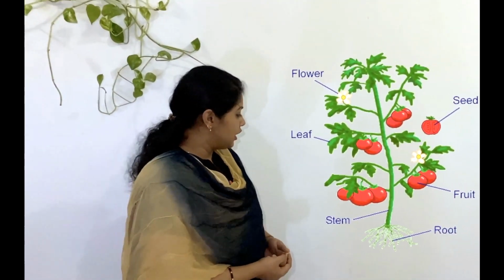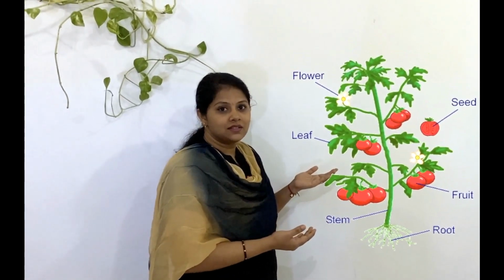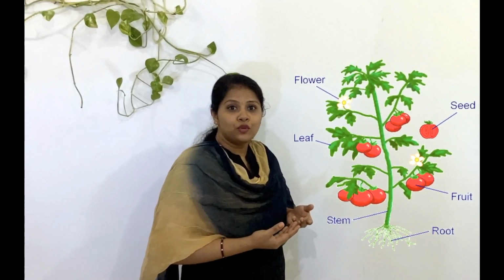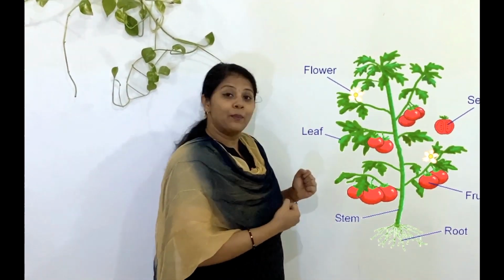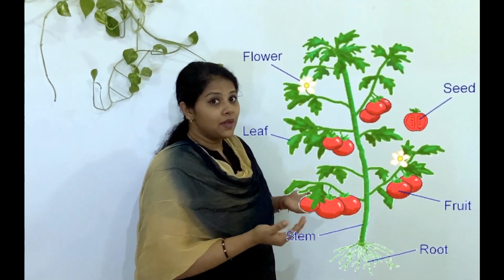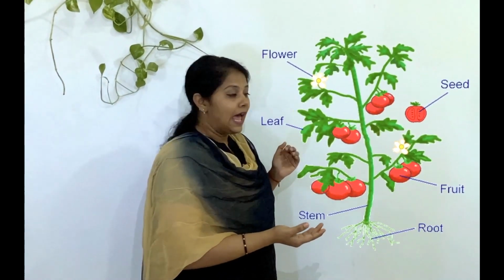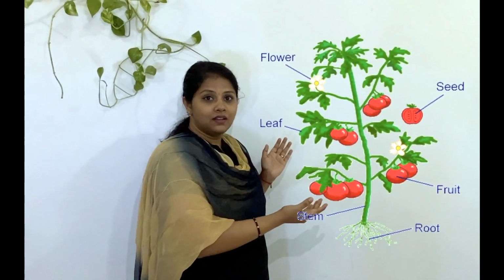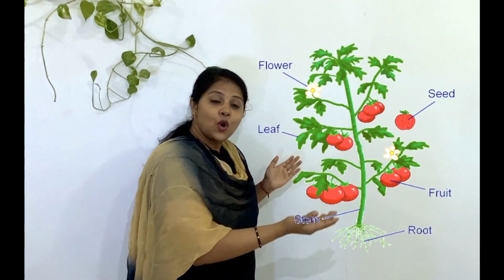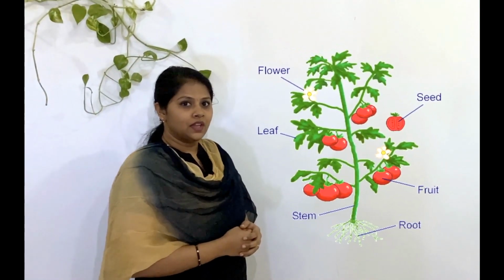Now the basic things you have learned: roots bring water to the plant so that they can cook food, and it holds the plant firmly to the soil. What is the function of stem? Stem takes the water to all parts of the plants, and whatever food is prepared is transported to all parts of the plant through stem.